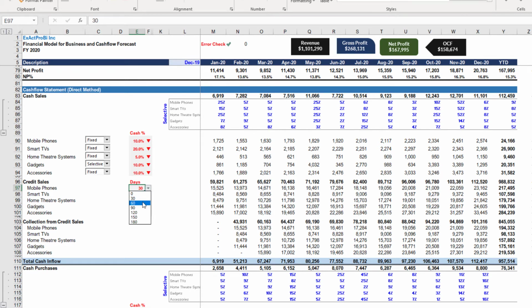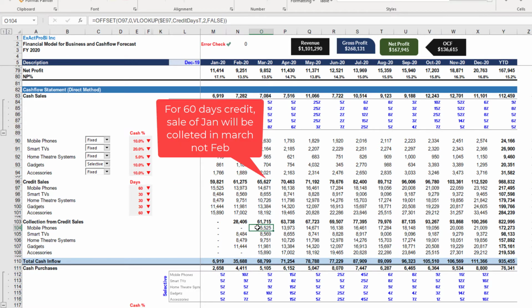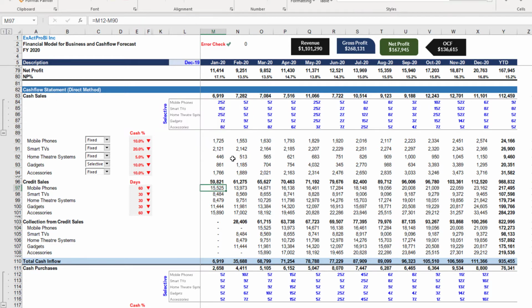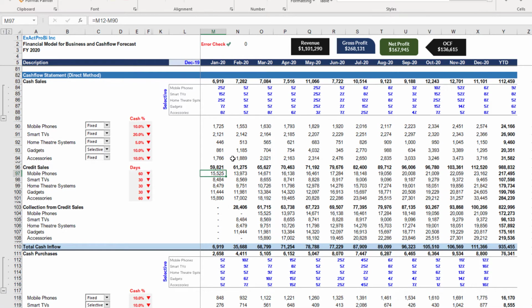If you change to 60 days, whatever sale you do in January will be collected in March, and so on. So 60 days credit is good if you have a very large order from a customer, but then again, you need to keep in check how much your cash flow will be impacted.